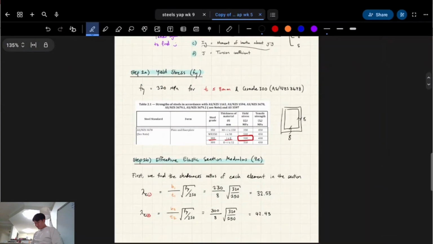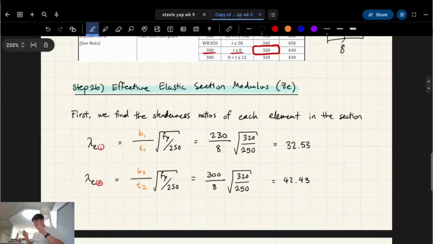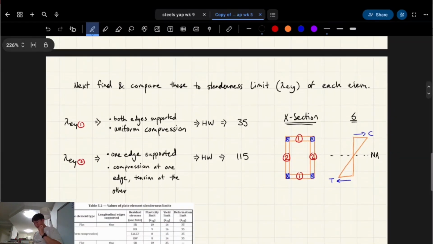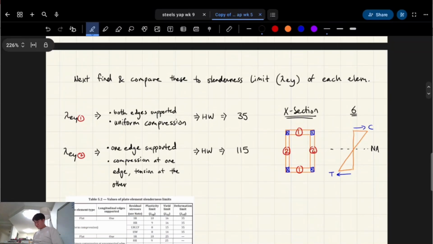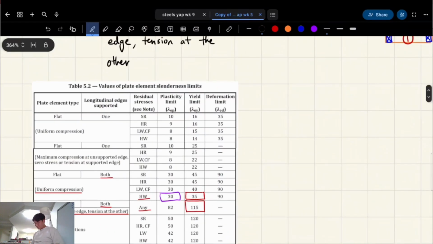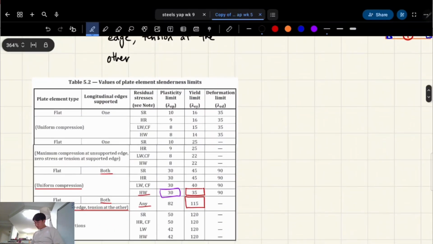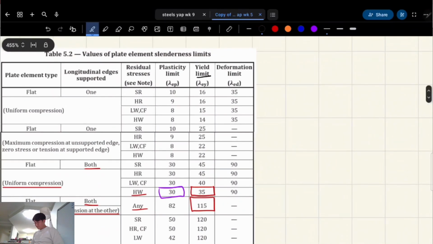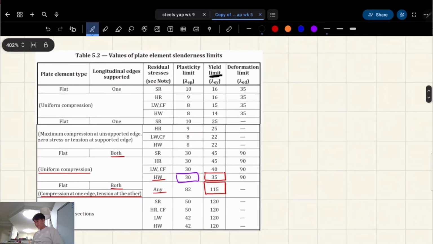Yeah, it's making sense. So we have to find the slenderness ratio of each element, right? Which is just plug into that formula. Yep. And then we have to compare it to the slenderness limit. We have to find the slenderness limit of each of the elements. Okay, so what I mean by that is this one, the yield limit. Slenderness yield limit. So it's from this column of this table.